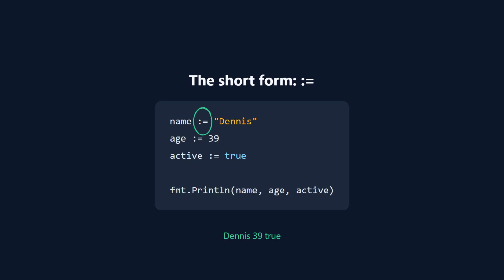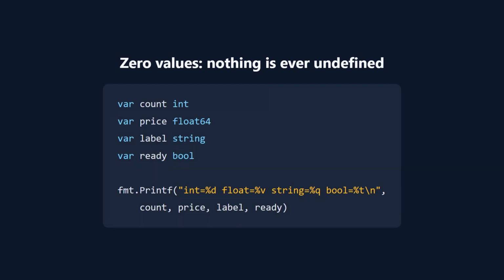There is one restriction, and it is worth knowing now. Colon equals only works inside a function. Out at the top level of a file, outside every function, you have to use var. So the rule of thumb is simple. Reach for colon equals almost every time. Use var when you are at the top level, or when you want a variable without giving it a value yet.